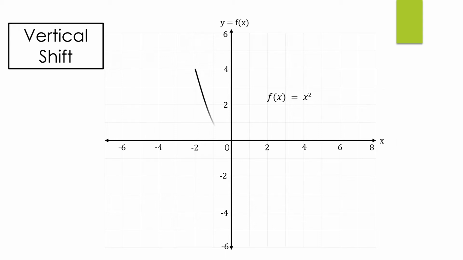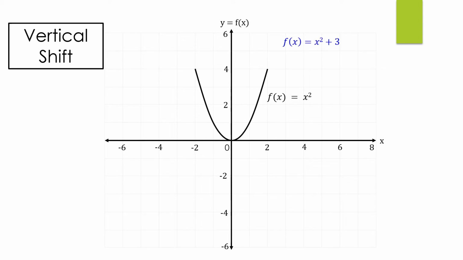So let's sketch that curve in. We know that the curve f of x equals x squared goes through the origin, and it also goes through negative 1, 1 and 1, 1, and negative 2, 4 and 2, 4, and we'll continue up, but I'm just going to draw a section of it.